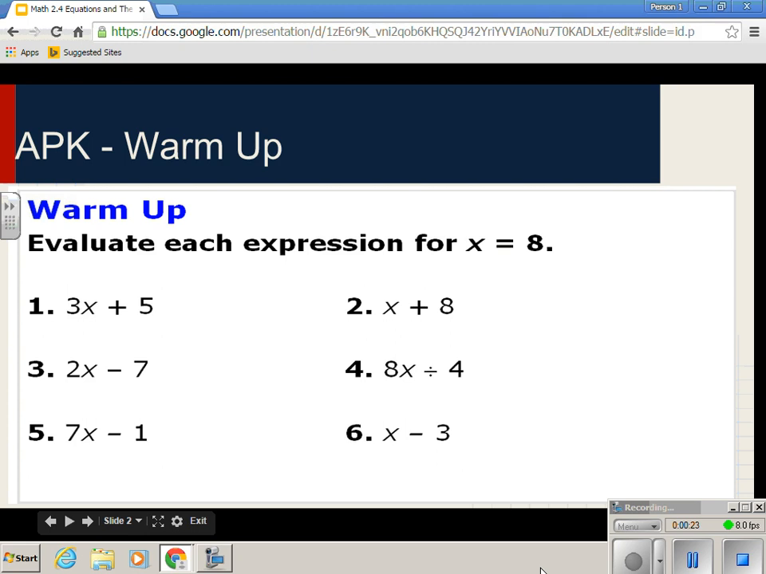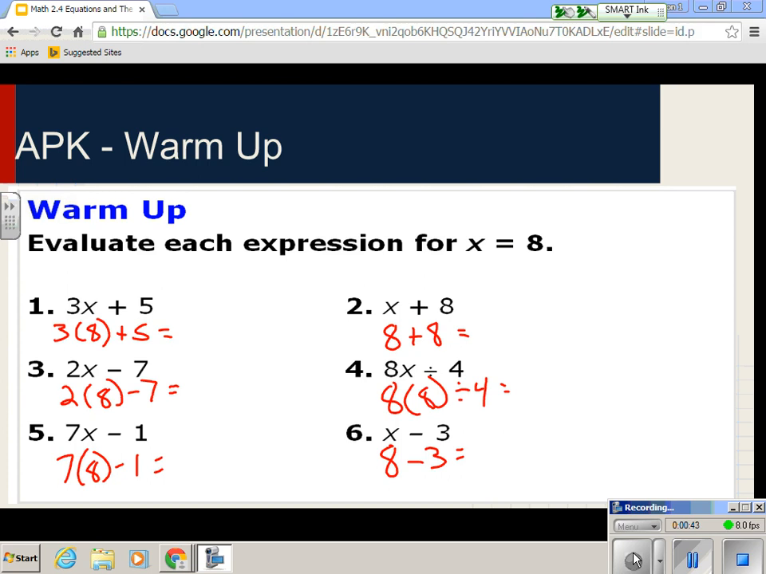So here is your warm-up for today. All I want you to do is solve these six. Make sure you're showing your work in your notebook so you can really see the process through. So evaluate each expression where x equals 8. All you've got to do is put 8 in for each. Come back when you're done. We'll see how you did.